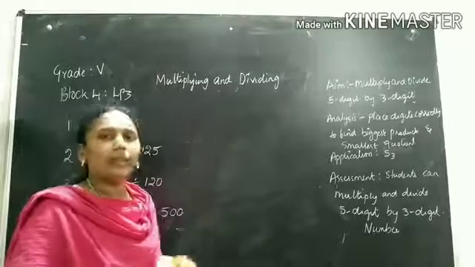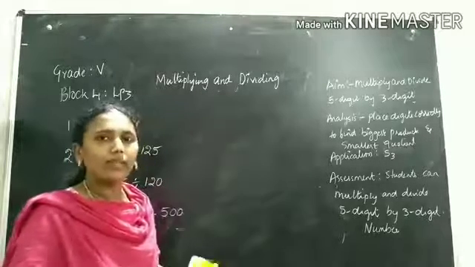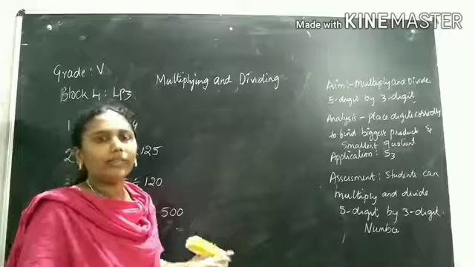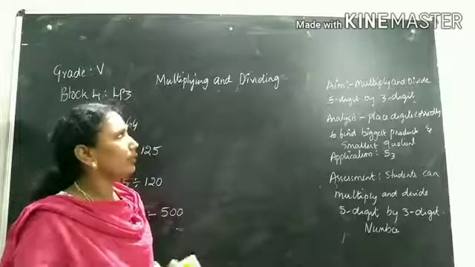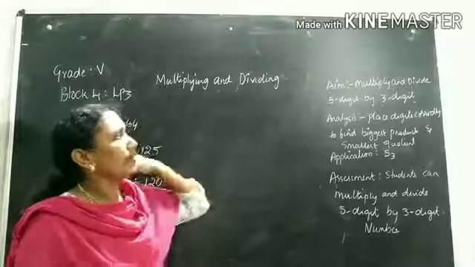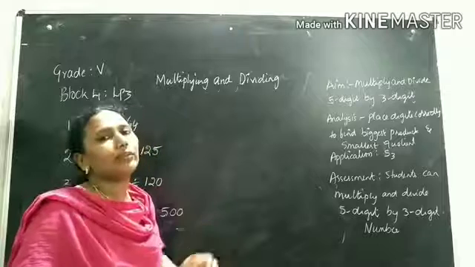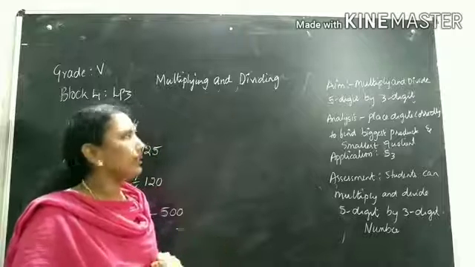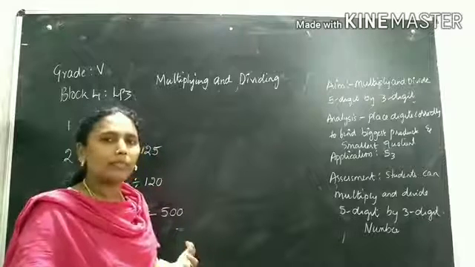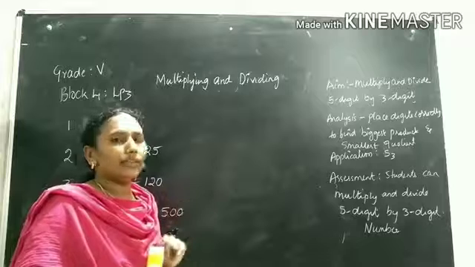And we already learned how to divide the numbers by 2, for 2-digit and 3-digit numbers. But today we are going to see how to multiply and divide 5-digit numbers by 3-digit numbers. We are going to multiply those numbers and we are going to divide those numbers.